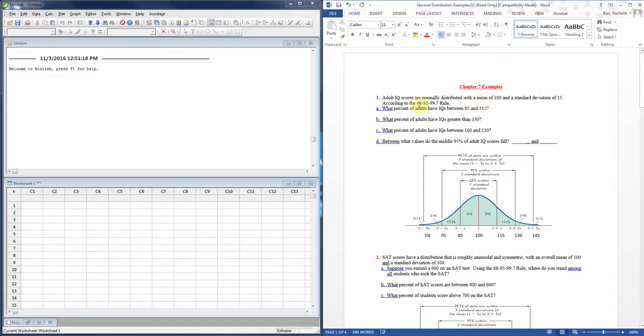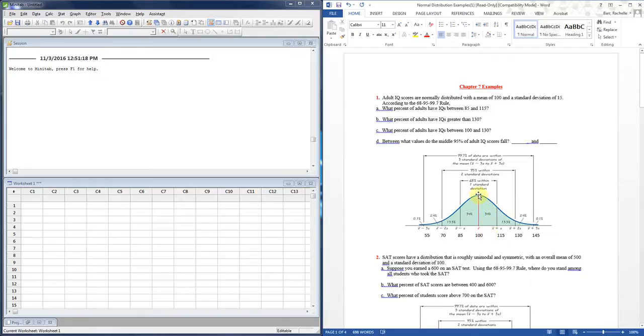Now, a couple things to keep in mind when you're looking at the 68, 95, 99.7 rule is that, remember, the normal distribution is symmetric, which means as you're looking at this, what happens on one half also happens on the other, so you can reflect and double up things if you need to.